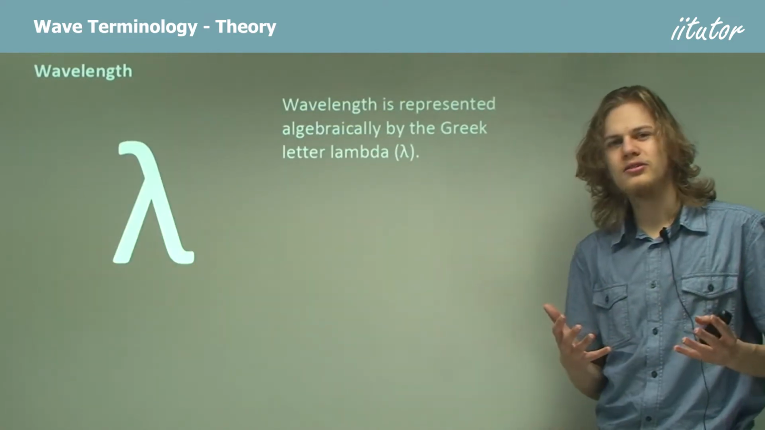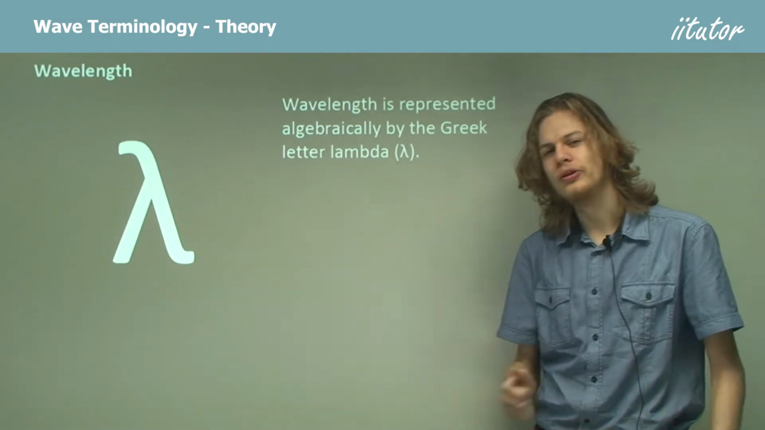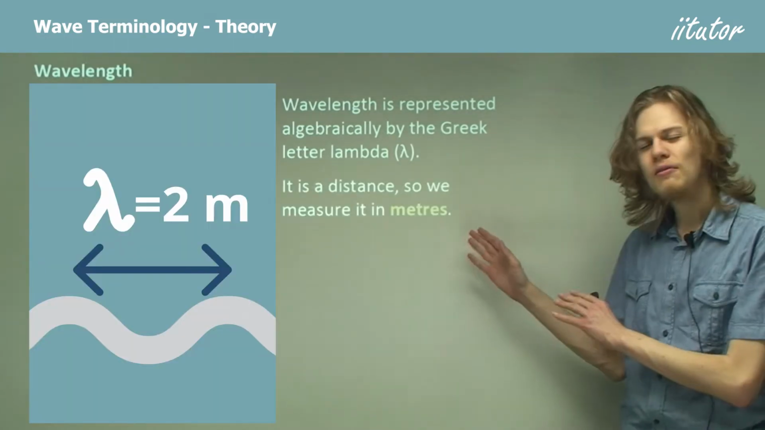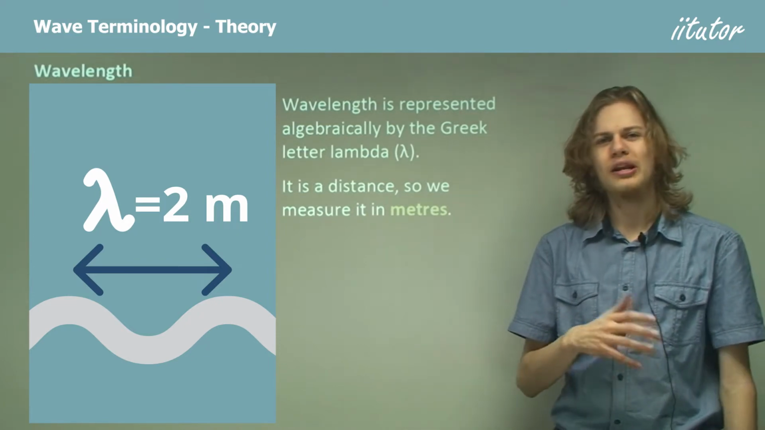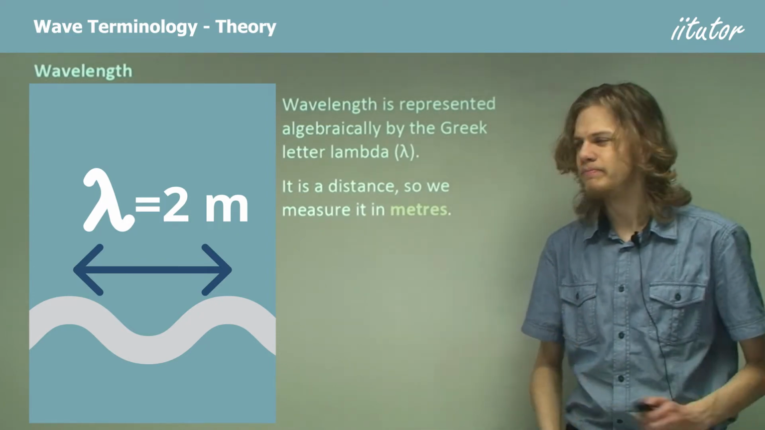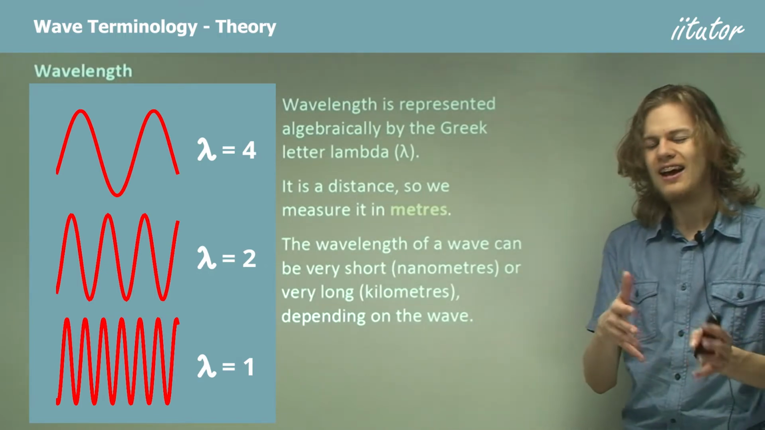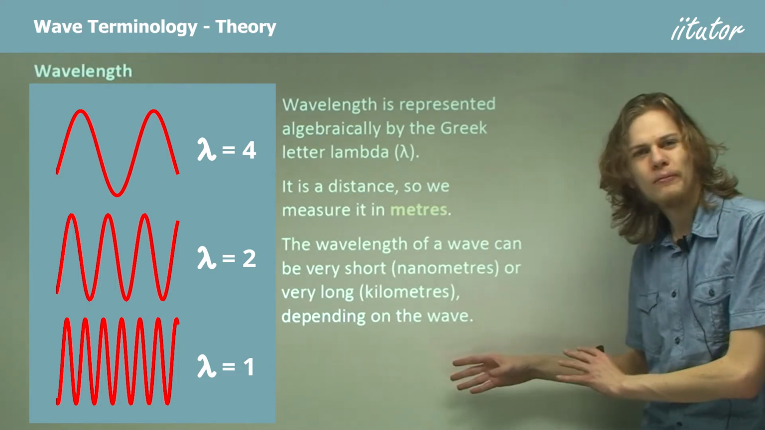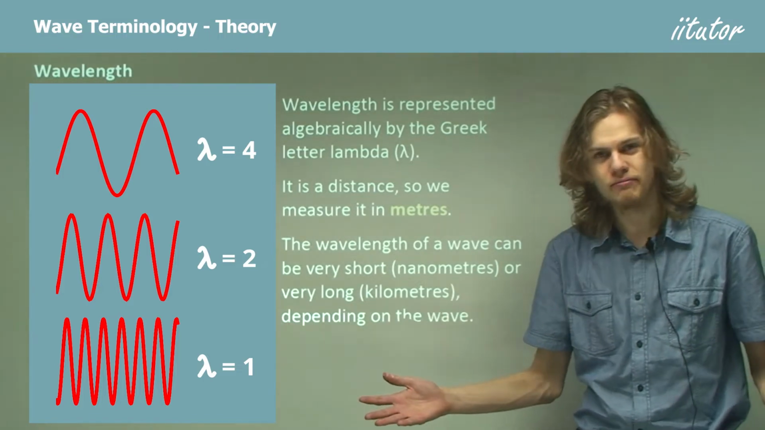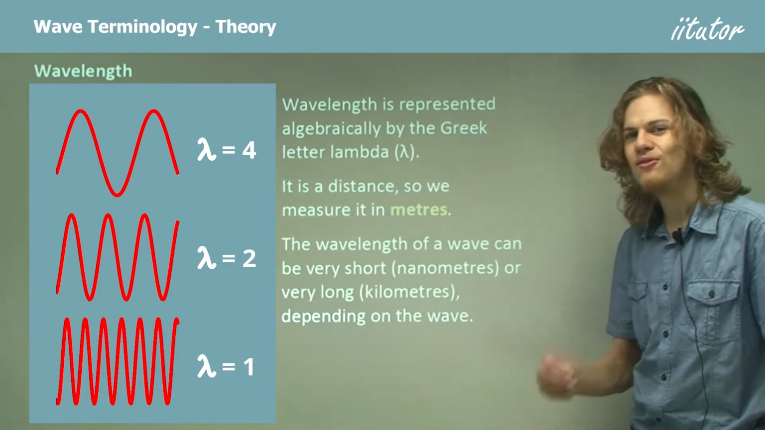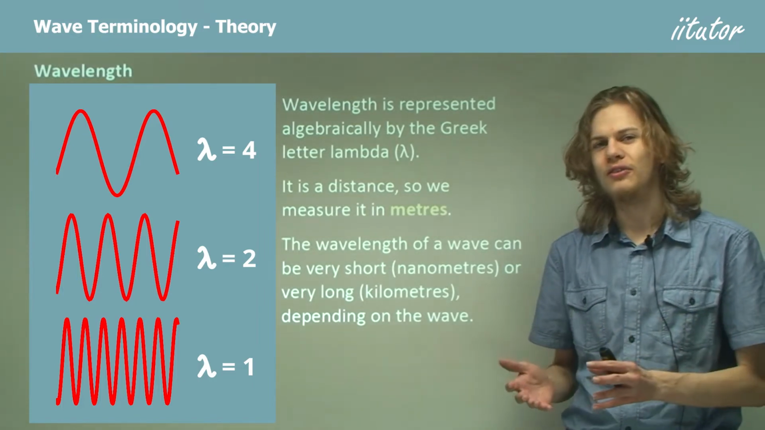Now, how do we write this down with algebra? The answer is with this Greek letter called lambda. So its wavelength is a distance, the distance between two repeating parts of the wave, and so we measure it in meters, the SI unit for distance. So the wavelength of the wave can be very, very short, things like on the scale of atoms, or it can be very, very long. There are some waves, for example, which might have a wavelength of many hundreds of meters or even kilometers. So depending on the wave and how fast it's moving and what it's traveling through, its wavelength can be very, very different.